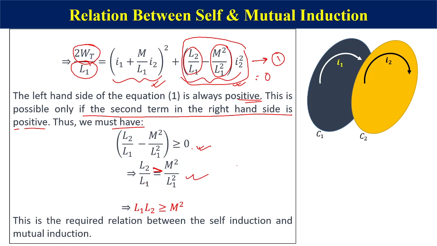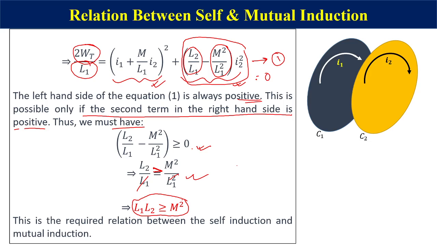So L2 upon L1 is greater than or equal to M square upon L1 square. So one L1 gets cancelled. What you remain with is L1 L2 greater than or equal to M square. This is actually the required relationship between self-induction and mutual induction.